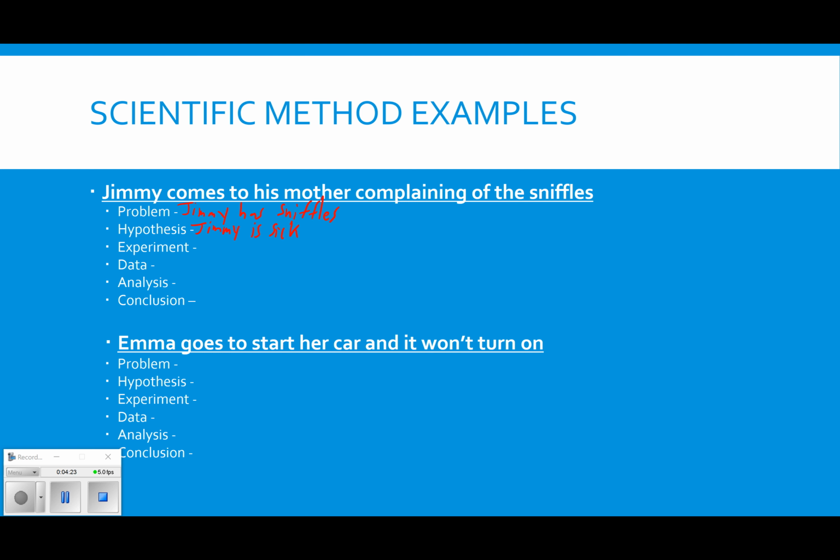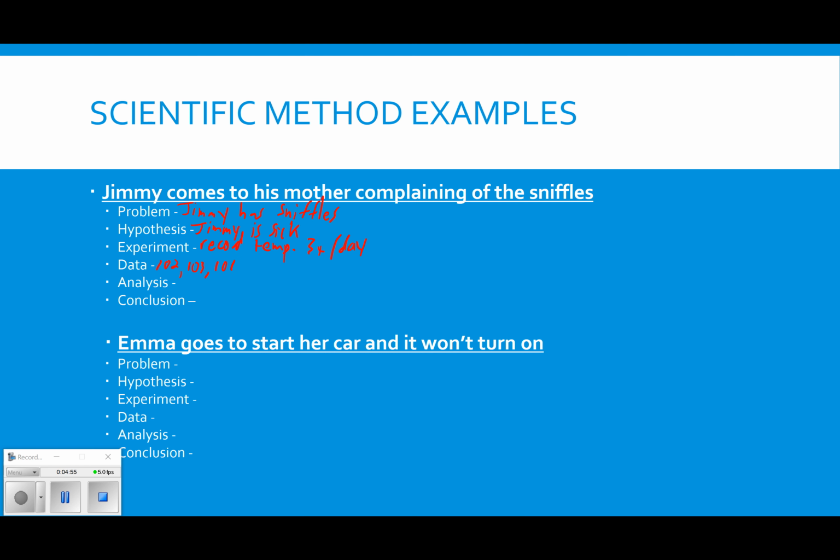So we're going to develop an experiment, and this doesn't have to be complicated. Oftentimes we think of it as being complicated, but we're going to come up with an experiment to test whether or not Jimmy is sick. And to do that, I'm going to record his temperature 3 times per day. Data comes back. He's got temperatures of 102, 103, and 101.